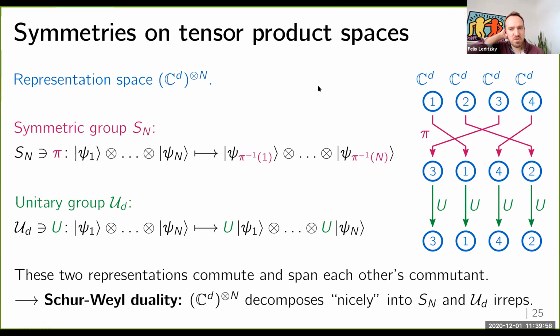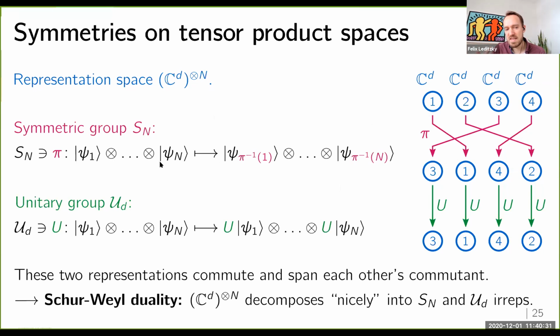And I have my two symmetry groups, the symmetric group Sn and the unitary group Ud, acting on this representation space. The symmetric group just acts by permuting the tensor factors. Okay, so schematically, you can imagine something like this, where the first system is mapped onto the second system, the third onto the first, and so on. Mathematically, you can define the action on product states, and then you consider the linear extension to the full space. This is the first symmetry.